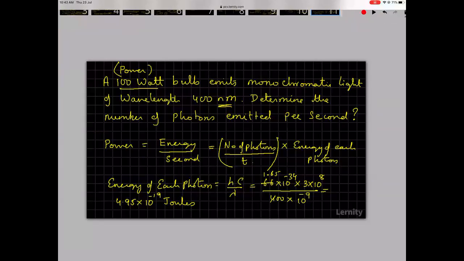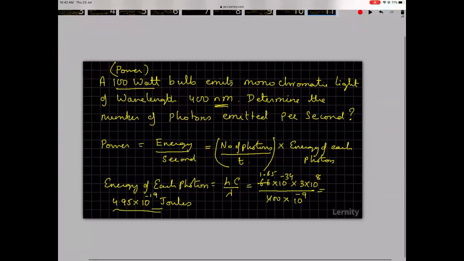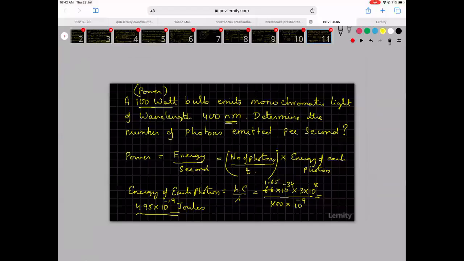So I got the energy of each photon. Now this bulb is releasing 100 watts. 100 watts means what? 100 joules per second. So 100 joules per second is equal to x into this much, 4.95 into 10 power minus 19. So I take it to that side and I'll approximately get 2.1 into 10 power 21 photons per second.